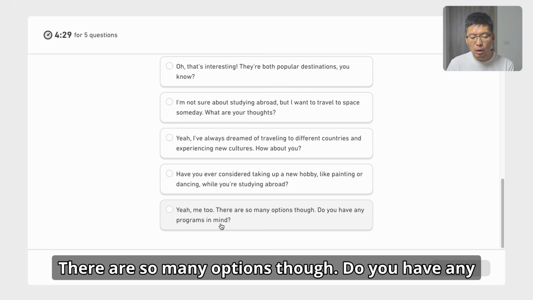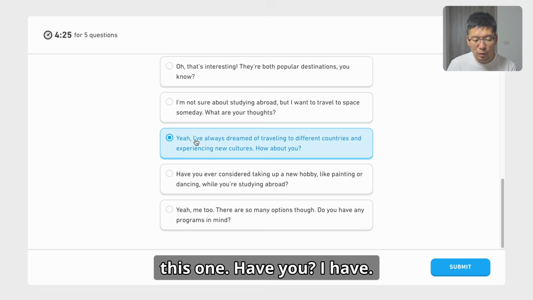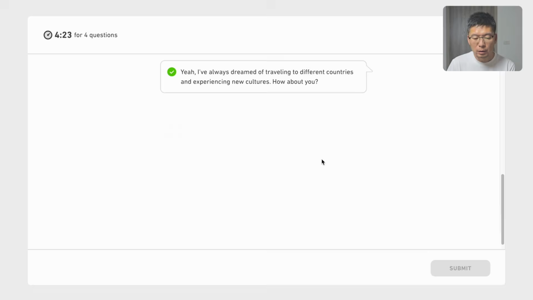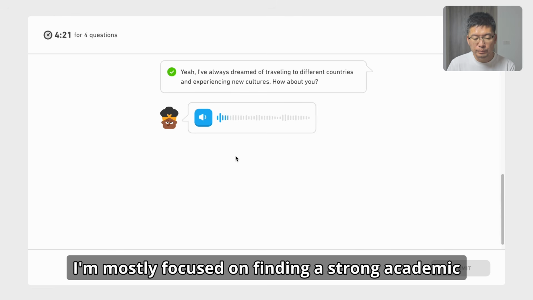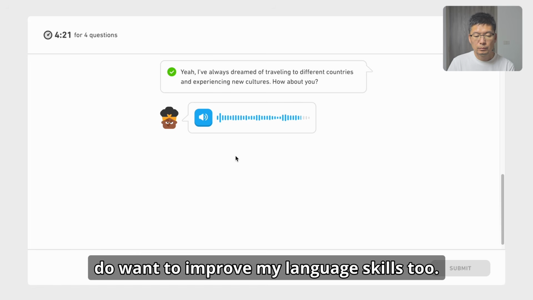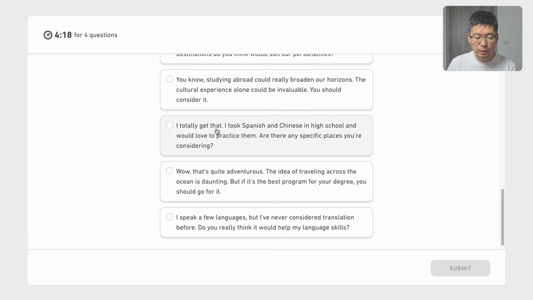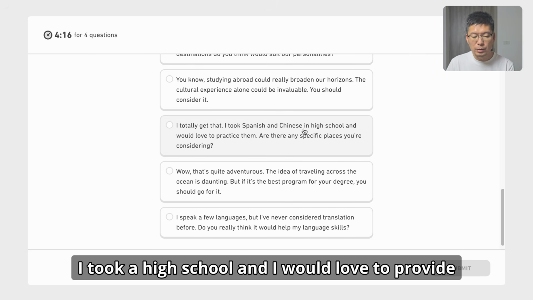There are so many options though. Do you have any programs in mind? I think this one. I'm mostly focused on finding a strong academic program that aligns with my career goals. But I do want to improve my language skills too. Language skills. Okay. I took it in high school and I would love to try it.